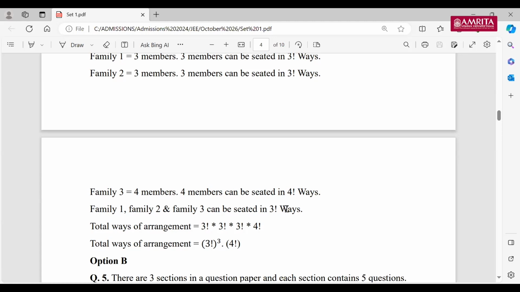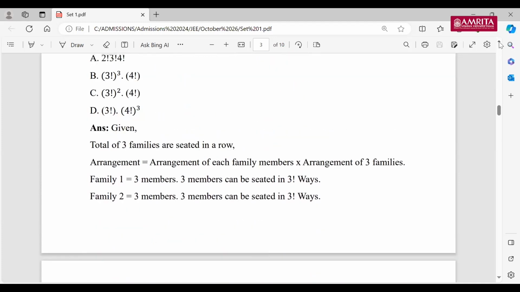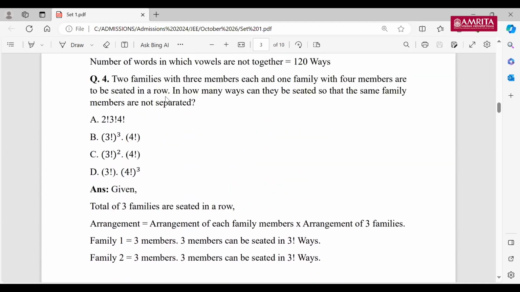So what will be the total? It will be something like 3 factorial into 3 factorial into 3 factorial into 4 factorial. That is 3 factorial whole cube into 4 factorial. In the options also, they have given it in such a way. It's like 3 factorial whole square into 4 factorial.